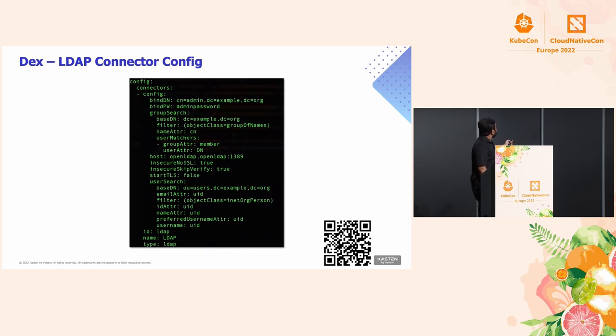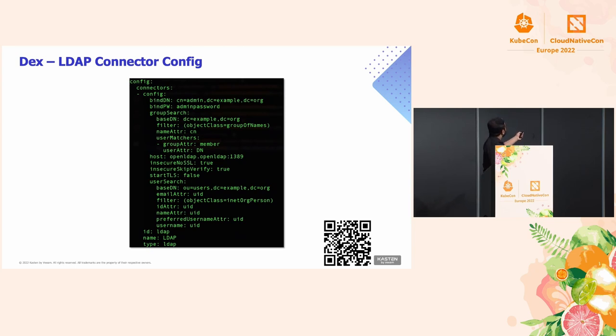Next, you'll see email, ID, name, and preferred username. Keep in mind, if you remember, I said Dex is an OpenID Connect provider. It's going to generate a JSON web token for you every time you successfully authenticate with it. This token is going to have fields like email, ID, name, and preferred username. All we're doing is telling Dex to use the UID of a user's record to populate the JSON token when authentication is successful.